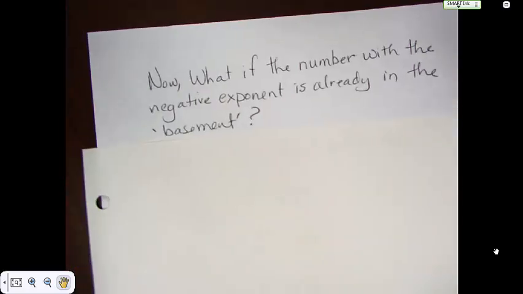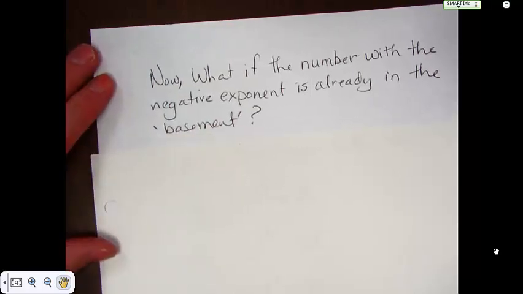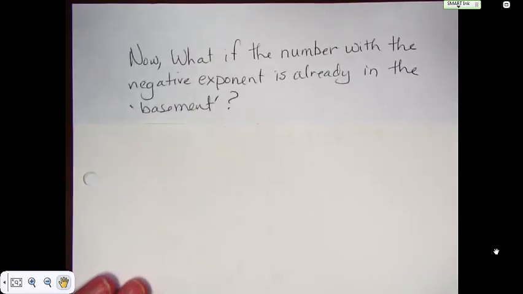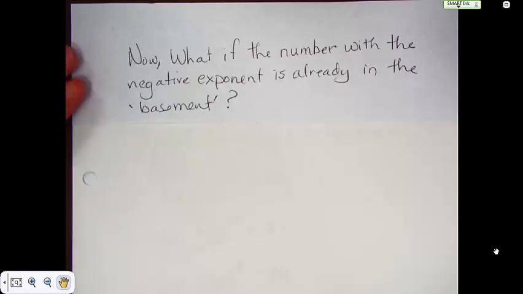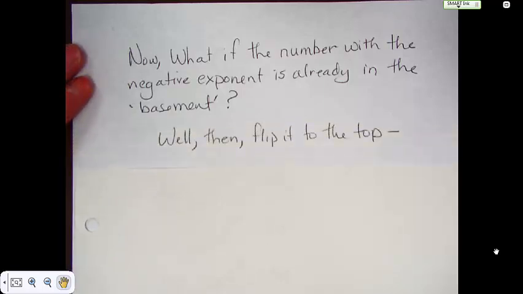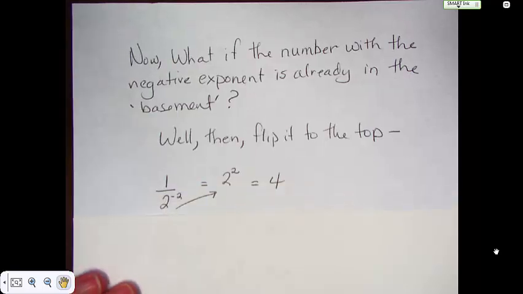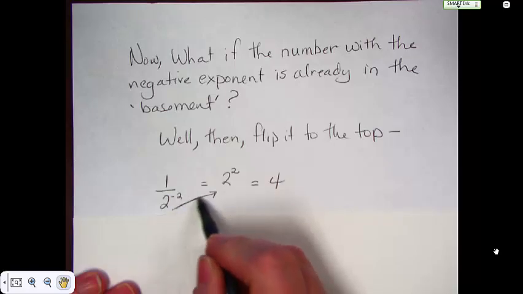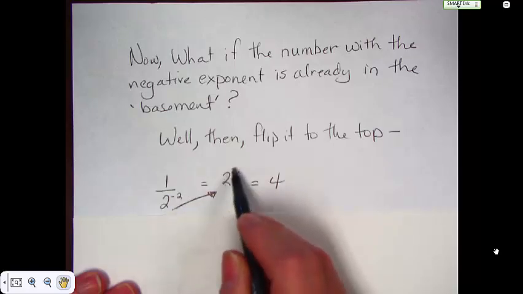Okay, so what about if the number with the negative exponent's already in the basement? Well, math is a funny thing. We just do the opposite of what we were doing before. We'll flip it to the top. So, what if we have 1 over 2 to the negative 2? Well, it was in the basement, so it's going to go upstairs. And it becomes 2 squared.